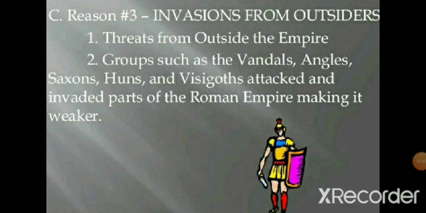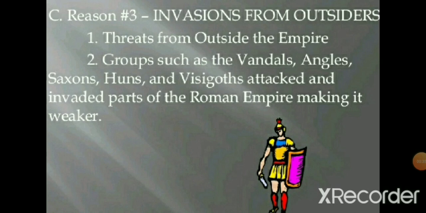The third reason for the fall or the decline of the Roman Empire is invasions from outsiders. The barbarians attacked the Roman Empire continuously. And as you know, the western part of the Roman Empire was destroyed by the 5th century, and the barbarians took over. There were threats from outside the empire.